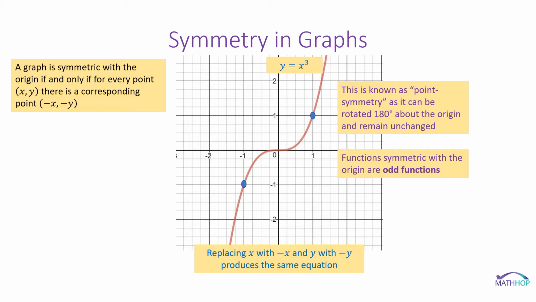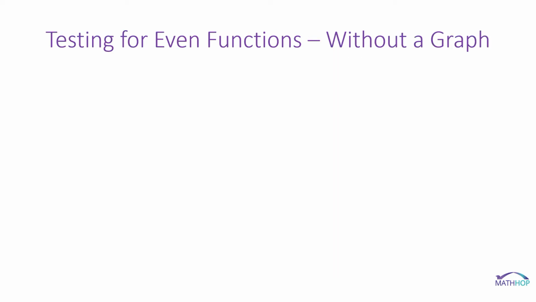Functions symmetric with the origin, or symmetric about the origin, are called odd functions. So we will work with both even and odd functions, and there will be many functions that are neither even nor odd. So we don't want to use a graph every single time we want to test for even or odd functions. Let's learn how to do it without a graph.